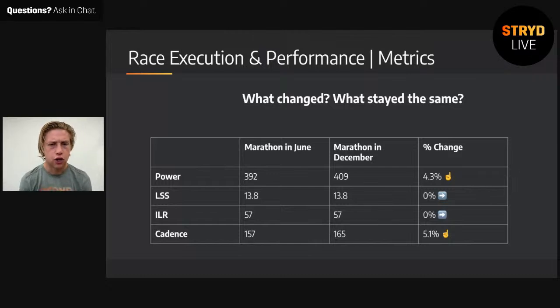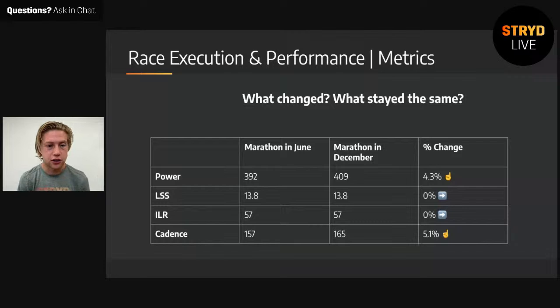So now I want to look at my metrics. What changed across metrics across the two races in terms of race execution and performance? So this first line item here, we have power. And as we talked about earlier, that power did improve by roughly 4% from June to December for those marathon races. And then three other metrics I took particular notice of were leg spring stiffness, impact loading rate, and cadence.